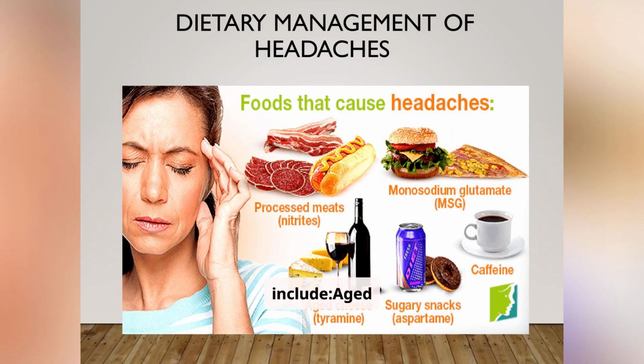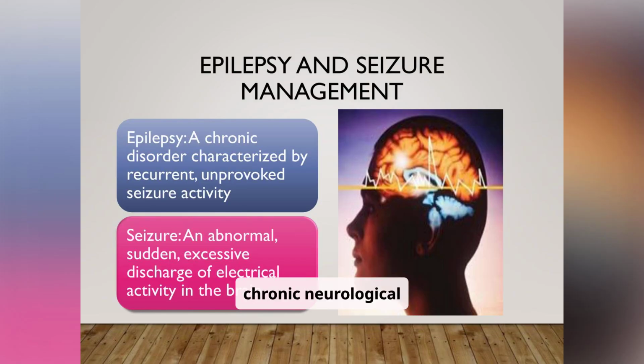Common triggers include aged cheeses with tyramine, cured meats with nitrites, MSG in fast food or packaged snacks, aspartame, and caffeine. Epilepsy is a chronic neurological disorder characterized by recurrent, unprovoked seizures. A seizure, on the other hand, is an abnormal, sudden, excessive discharge of electrical activity in the brain.